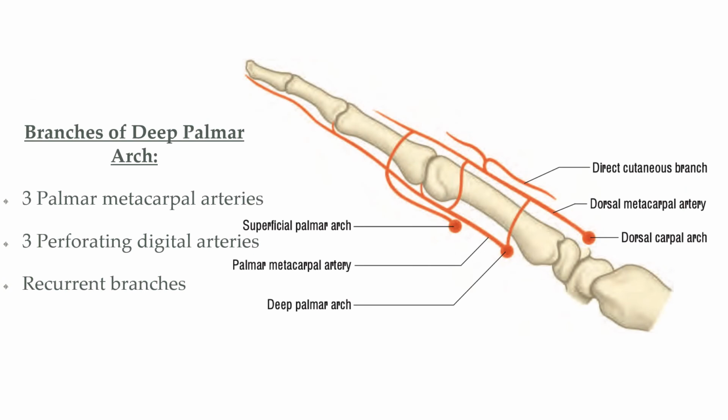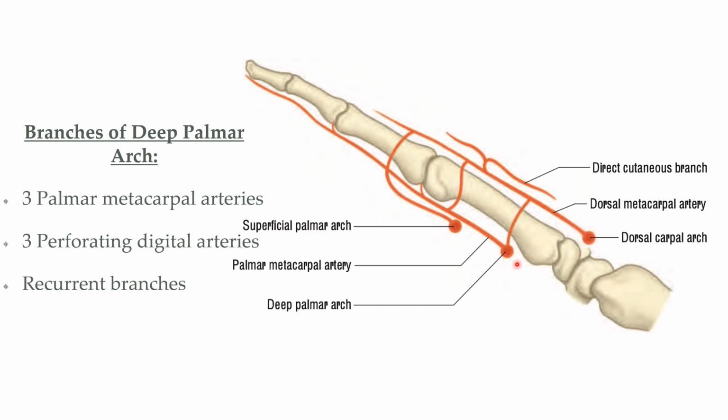Now this illustration is to show you the communication between different branches. This represents the metacarpal, this is the proximal phalanx, this is the middle phalanx, and this is the distal phalanx. This is the dorsal side and this is the ventral side. On the dorsal side, this is the dorsal carpal arch, the branch from which is the dorsal metacarpal artery. The first dorsal metacarpal artery is the branch of the radial artery, whereas the second, third and fourth dorsal metacarpal arteries are the branches of the dorsal carpal arch.